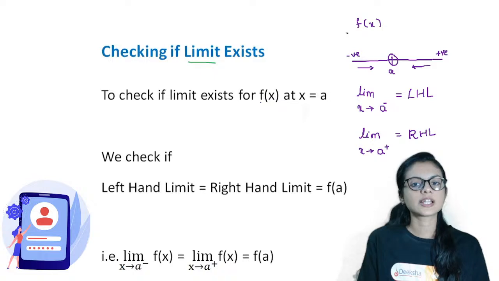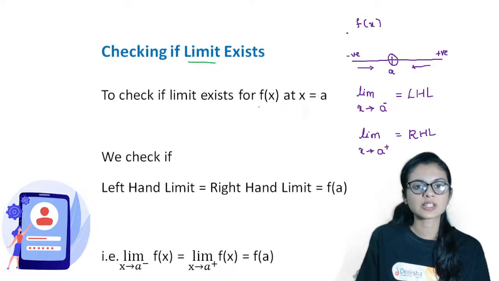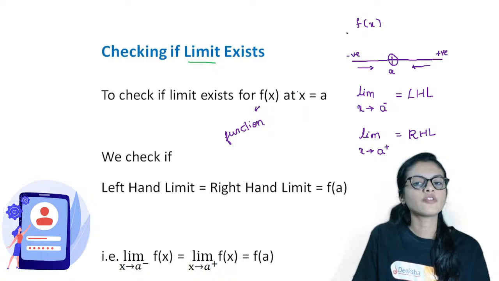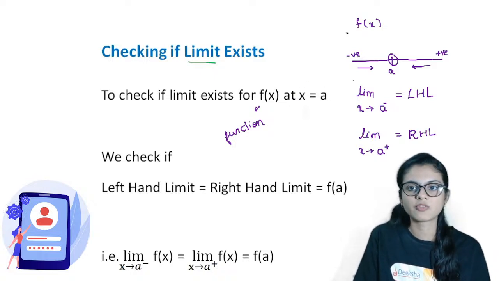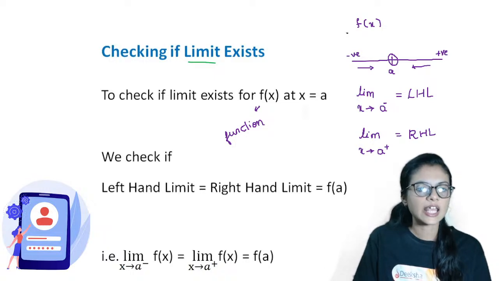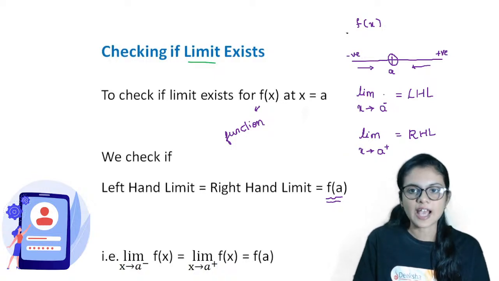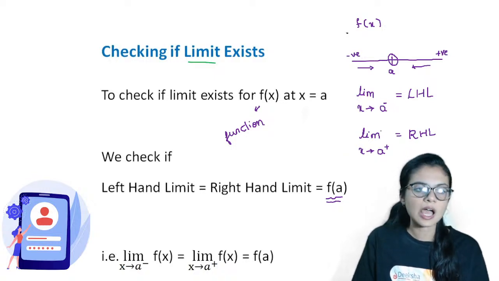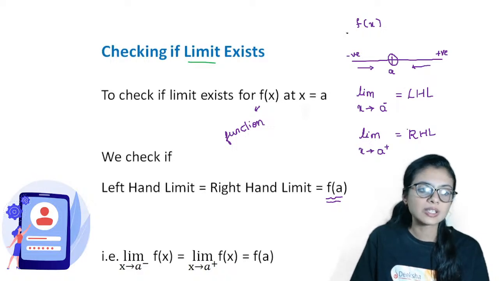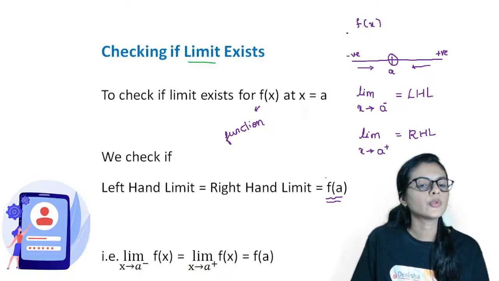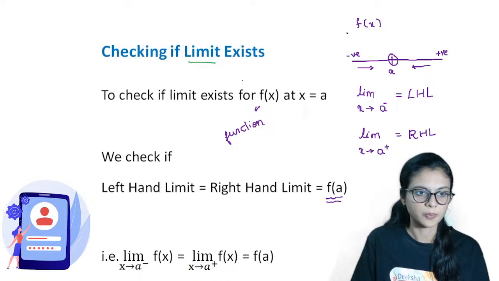So what is this f of x? f of x is nothing but a function, a quantity which is changing. We have to find the function of x at x equals a. If our LHL and RHL turn out to be equal, we'll get a value that is called the limit of the function. I'll calculate the LHL, I'll calculate the RHL. If both values turn out to be the same, then that value is called the limit of this function.